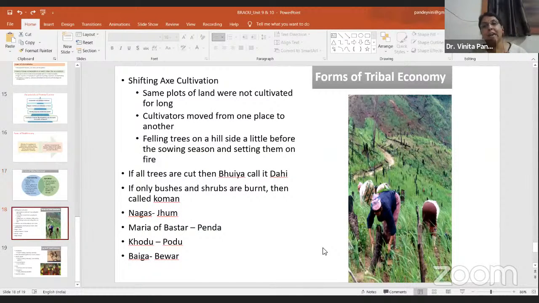Yes, now shifting axe cultivation. Same plots of land were not cultivated. This is what I was trying to tell you. And the cultivators kept on moving from one place to another place. Now, shifting cultivation, though it was a predominant form of tribal economy, is not very good from the environment point of view. See, when you are constantly cutting down the trees and shrubs.